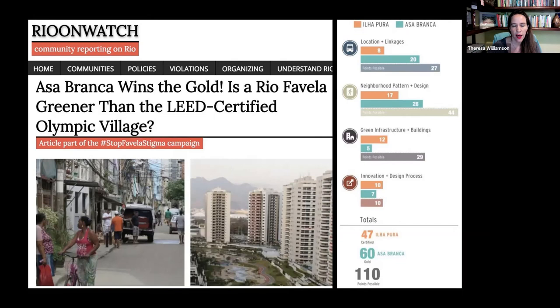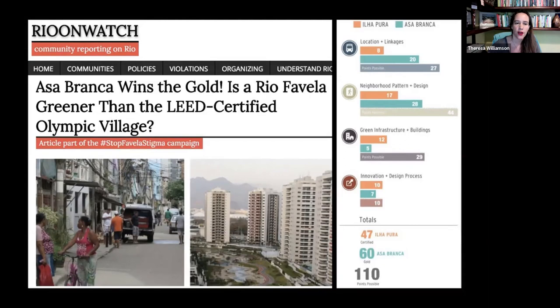A few years ago, during the Olympic buildup, the Olympic Village was recognized as a LEED neighborhood development certified site. We worked with one of the LEED ND architects of the certification itself to do a similar study of a favela nearby. And we found that the favela nearby, a particularly livable community called Asa Branca, would rank higher on some of the low-tech elements, right? So neighborhood pattern, location and linkages, that kind of thing.